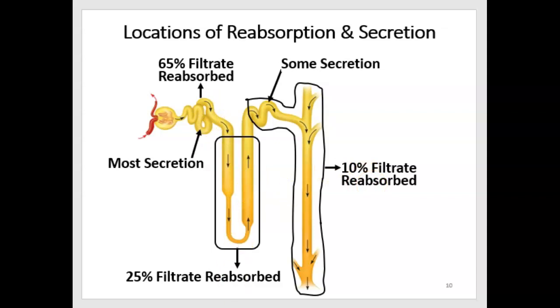Secretion, by contrast, happens in the distal convoluted tubule, where it will largely be based on hormones, as is reabsorption in that location, but there'll be some secretion there, and most secretion will happen in the proximal convoluted tubule. So I think it's fair to say the proximal convoluted tubule is the most important site for both reabsorption and secretion.